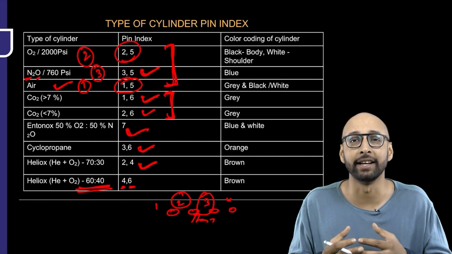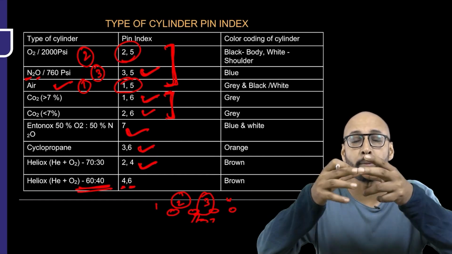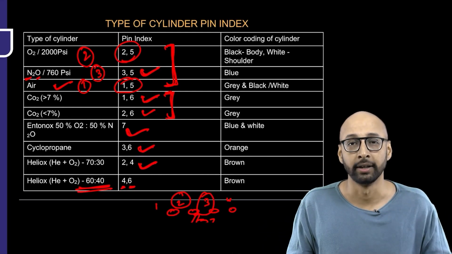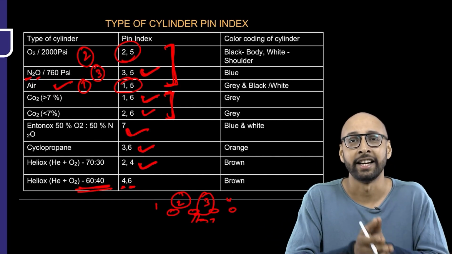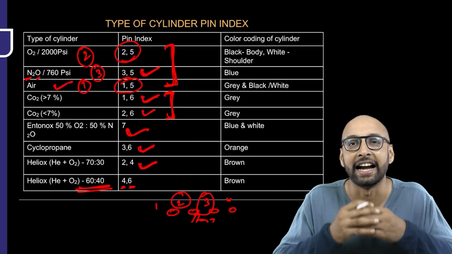Now every gas cylinder, the top part is known as the shoulder, right? The top part is known as the shoulder and the lower part is known as the body. So every cylinder has different colors. Now the oxygen cylinder has white shoulders and a black body.